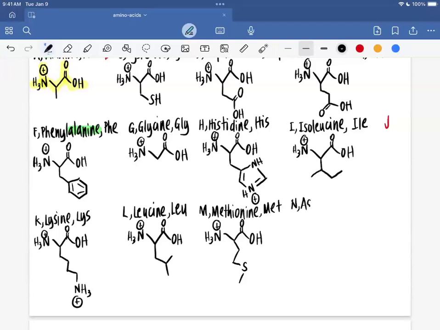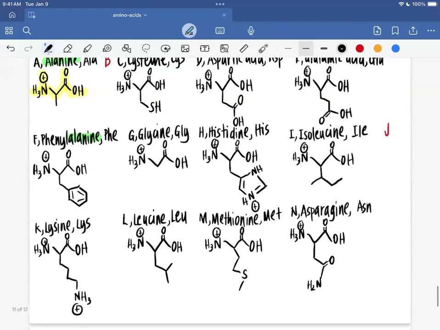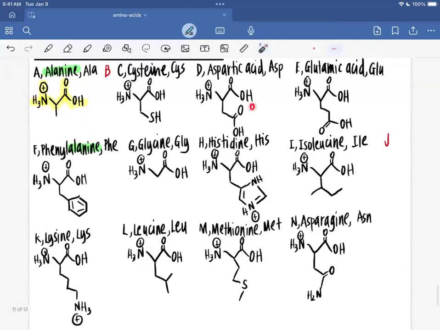N is for asparagine, which has three-letter code ASN. We have the amino group, alpha carbon, and carboxylic acid, where asparagine is going to have the alpha carbon, beta carbon, and the gamma carbon is where we're going to see an amide functional group. So this is really similar to aspartic acid, but instead of having a carboxylic acid in the side chain, we have an amide.